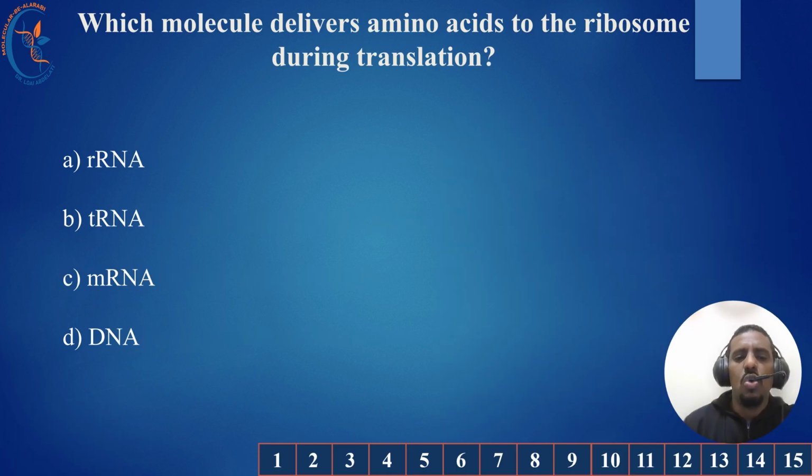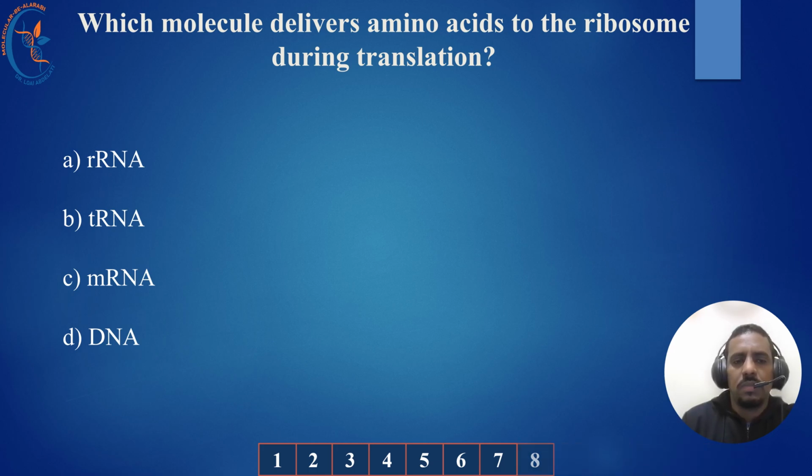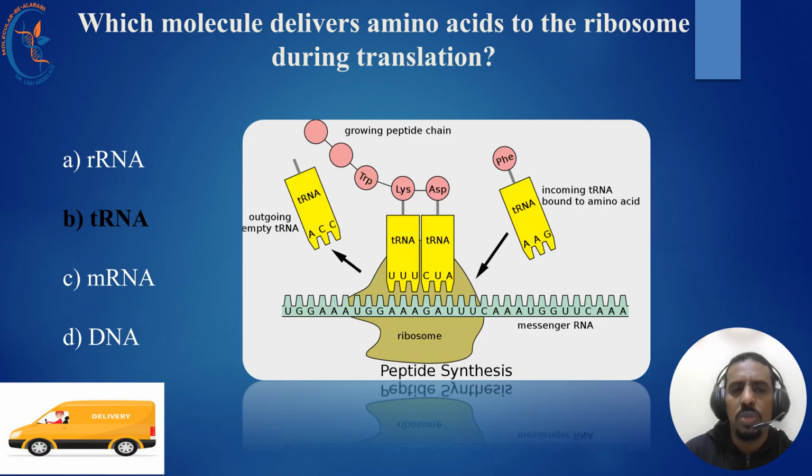Okay, the next question is: which molecule delivers amino acids to the ribosome during the translation process? This is like a gift question when it comes in the exam, right? For sure, transfer RNA is the molecule that delivers amino acids to the ribosome during translation. We need to think of transfer RNA as the delivery truck that carries specific amino acids to the ribosome, where they are added to the growing protein chain. Okay, let's move on.